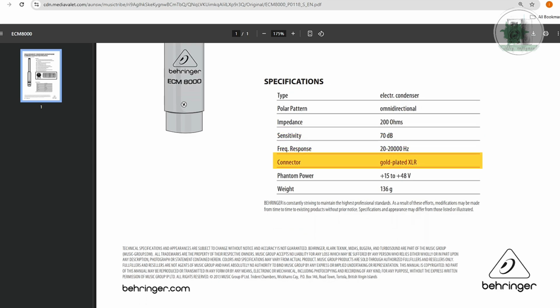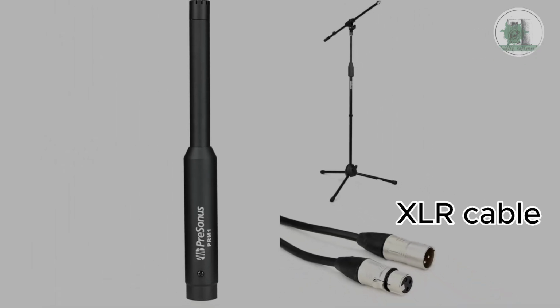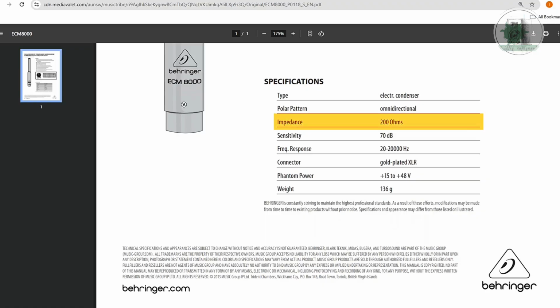An XLR connection also provides a very reliable and durable link, ensuring stable performance while keeping the risk of physical bending or damage to a minimum. If you connect a microphone with this impedance to a sound card whose input impedance is significantly higher, there will be no problem, since standard sound cards always have high input impedance. Compatibility is never an issue.